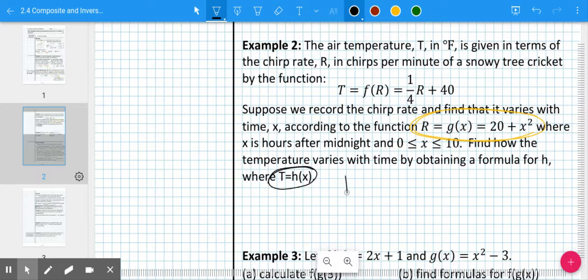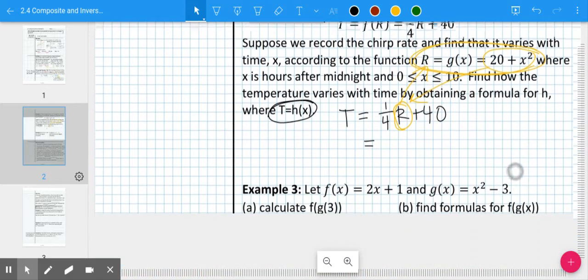So again, we are going to start with our original function for T. T is right now in terms of R. We don't want T in terms of R. We want it in terms of X. So we're going to take the R, plug in the R equation, and then we should end up with an equation in terms of X. Go ahead and simplify this all the way. Plug that R function in, 20 plus X squared, distribute the 1/4 in, and simplify. And go ahead and give me a final simplified answer on your Edpuzzle.